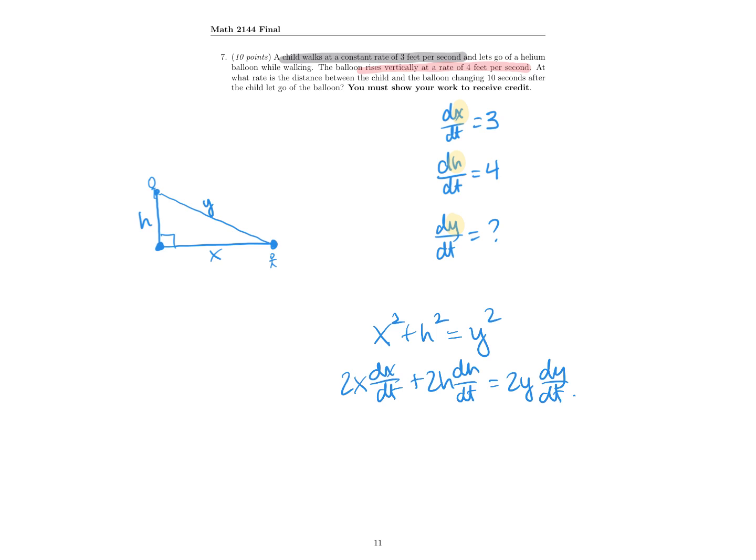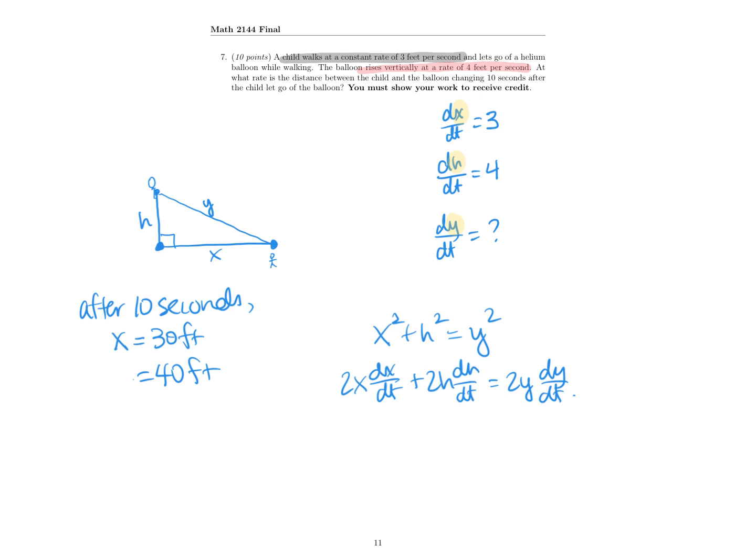And then the question is, I want to find the rate the distance is changing 10 seconds after the child let go of the balloon. So after 10 seconds, we are going to have that x is equal to, well, it's 3 feet per second for 10 seconds, so 30 feet. y is going to be equal to, well, it's rising at a rate of 4 feet per second for 10 seconds, so that's 40 feet. Oh, sorry, that is h, excuse me.